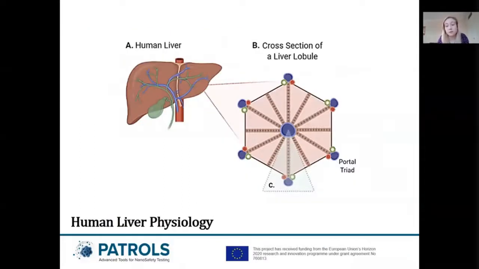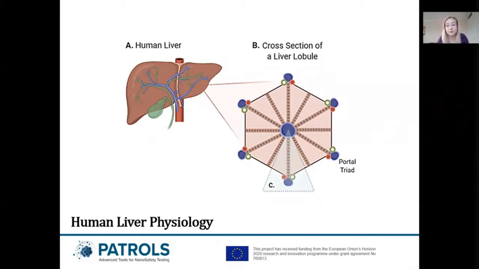As a bit of an overview, the liver is the main detoxification centre of the human body and is one of the only organs that possess the capability to regenerate. In addition to this, it is the main site of secondary nanomaterial deposition following either primary routes of exposure: ingestion, inhalation, injection, and dermal penetration.